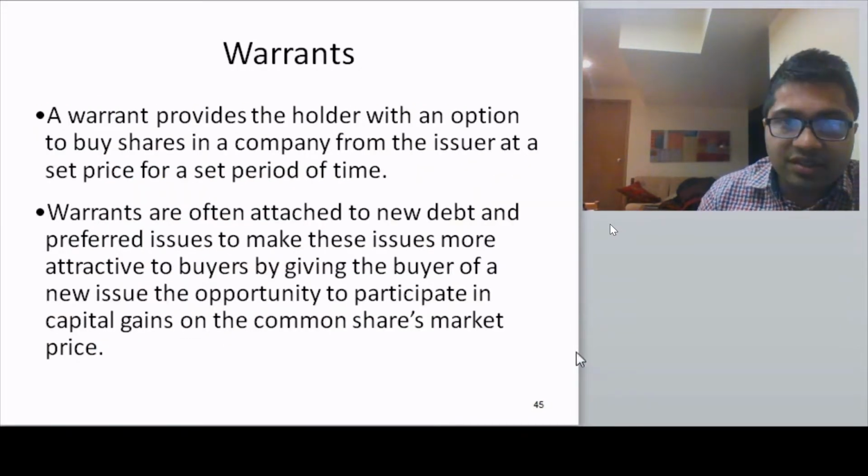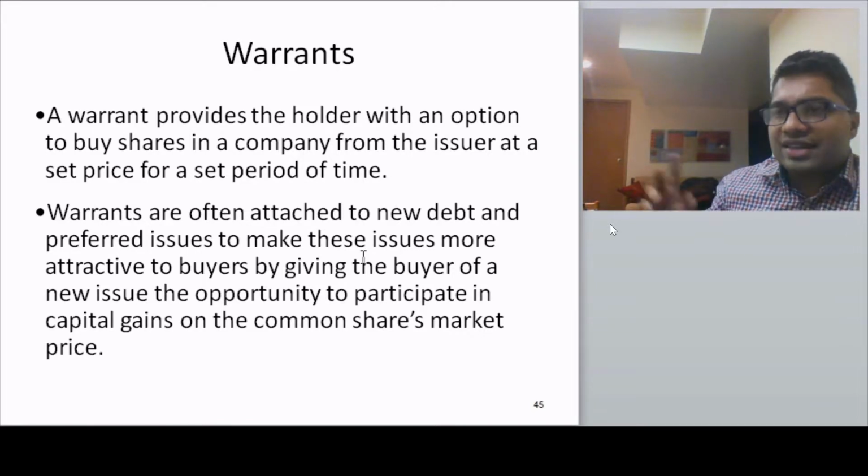Next are warrants. So warrants provide the holder with an option to buy shares in the company from the issuer at a set price for a set period of time. So warrants are exactly like options, but they are long-term options. Warrants are often attached to new debt or preferred issues. So they are exactly like a call option.